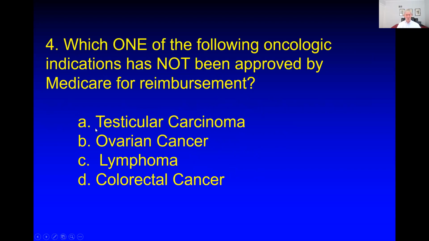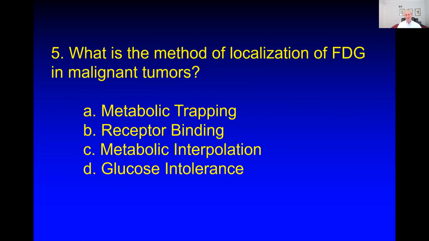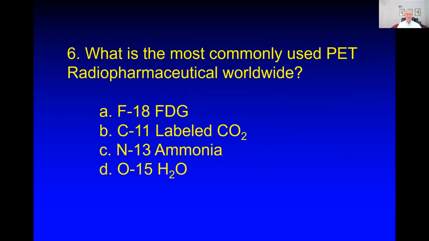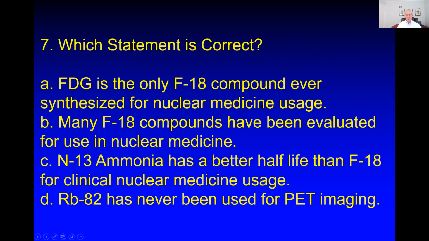I'm going to skip this question. It said which one has not been approved. That was testicular, but by now it might be approved. I'm not sure. Let's skip that. Mechanism, you already know, metabolic trapping. Most commonly used PET pharmaceutical in the world. A, FDG, good.